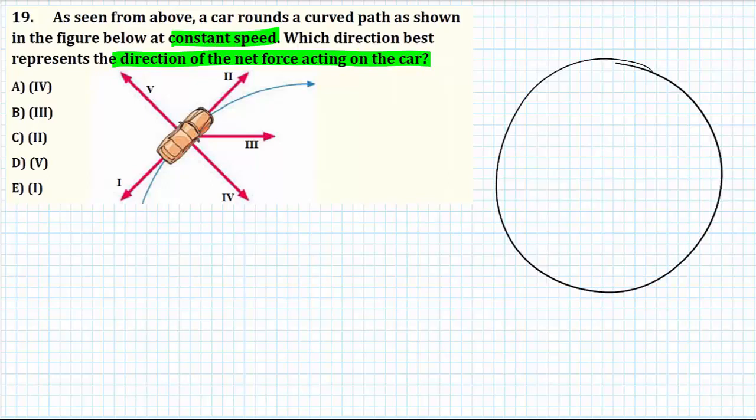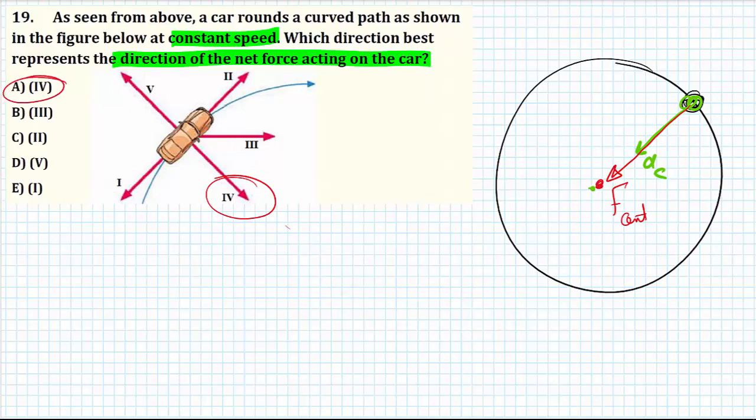If the object is moving with a constant speed in a circle, the acceleration of the object is toward the center, and we call it centripetal acceleration. That means the net force will be in the same direction, and we call it centripetal force. So the net force is the centripetal force, and it acts toward the center of the circle. So I will choose this one because this is the only one that goes toward the center of the curve. So I will choose number A.